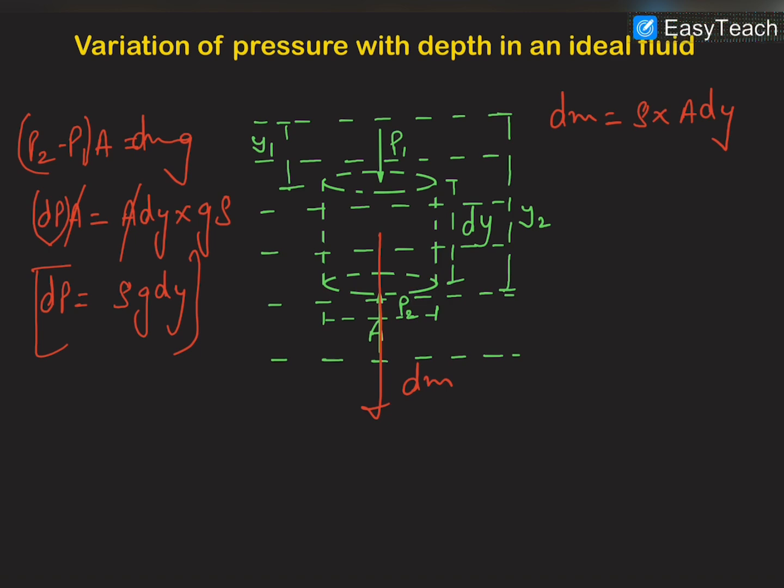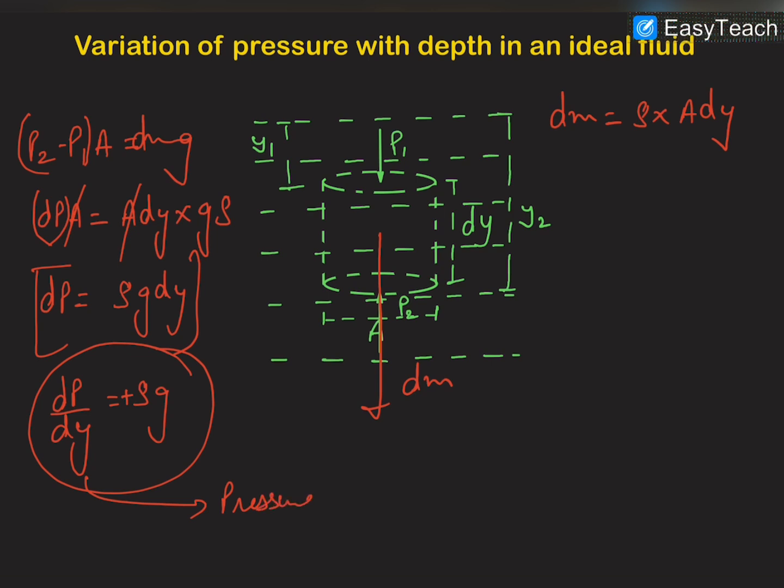Now dp by dy will be equal to rho g, and this is plus rho g, which is also called the pressure gradient. Pressure gradient. So as we go downward in the cylinder, the pressure per unit length will be changing by rho g. So pressure will be increasing in the downward direction.